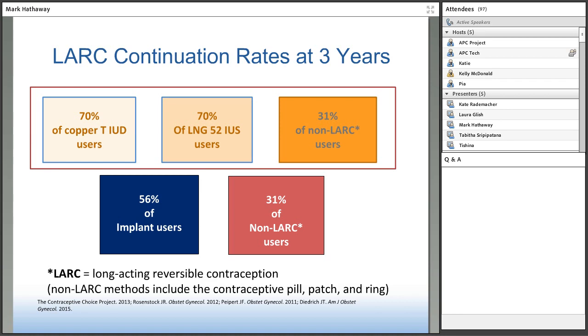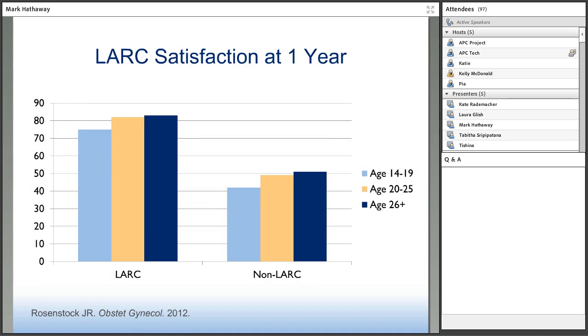It's not so easy to compare continuation rates, however, with methods that are easy to stop, for example, the pill or the injectable. If you decide you don't want to continue with those methods, you just stop. Versus a LARC, you have to come in and get it removed by a skilled provider. So they knew about these differences, and they looked at satisfaction.